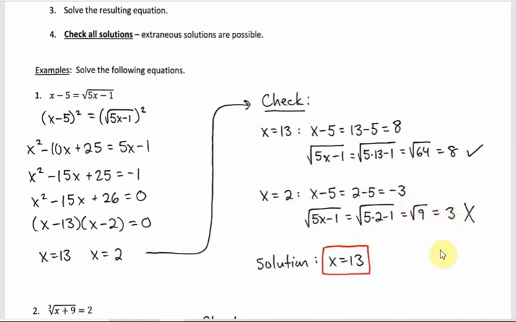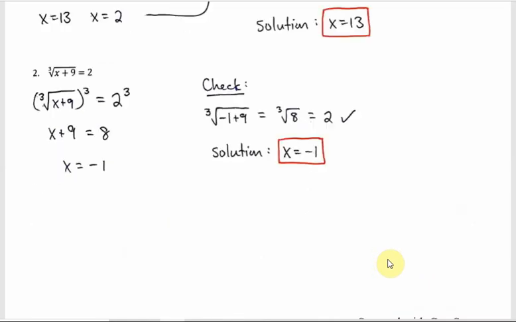So 2 is extraneous here, and the only solution, the only real solution, is 13. So that's why you got to do the check, because things that look like they work may not actually work. Number 2, nice and short.